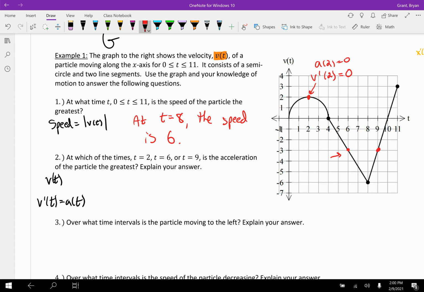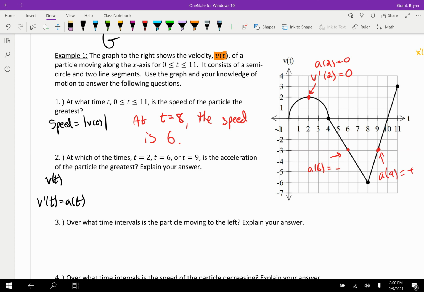This acceleration, a of 6, because this line is going in a downwards direction, is clearly negative. You could count the slope if you wanted to be specific. And this last point, a of 9, is positive because our graph is increasing. So which one is greatest?